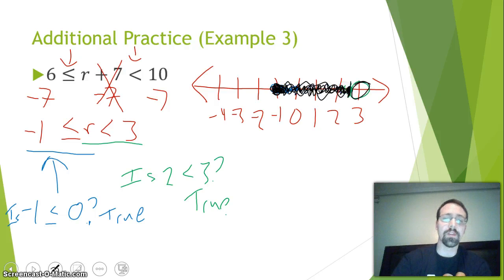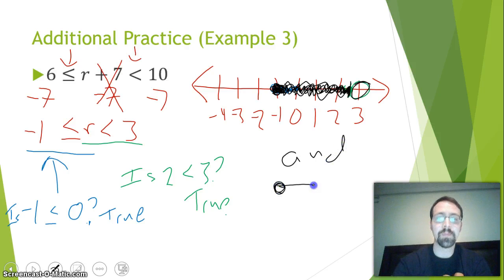So there's 3 examples of and inequalities. And inequalities generally shade towards the middle, like this. Generally, not always, but generally.